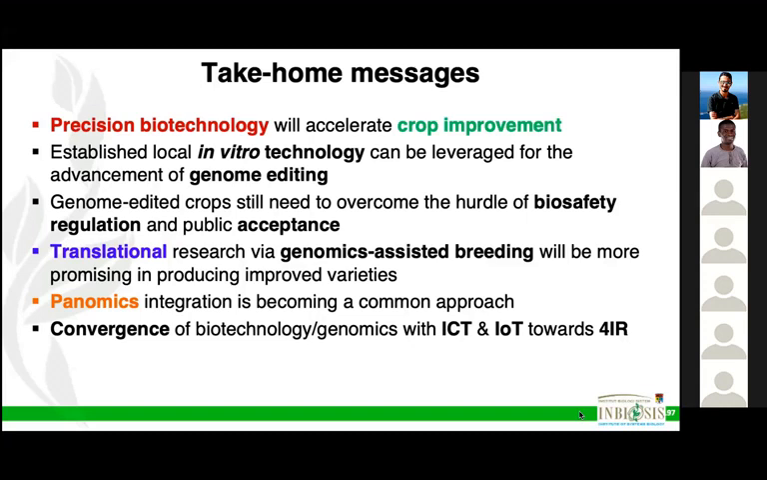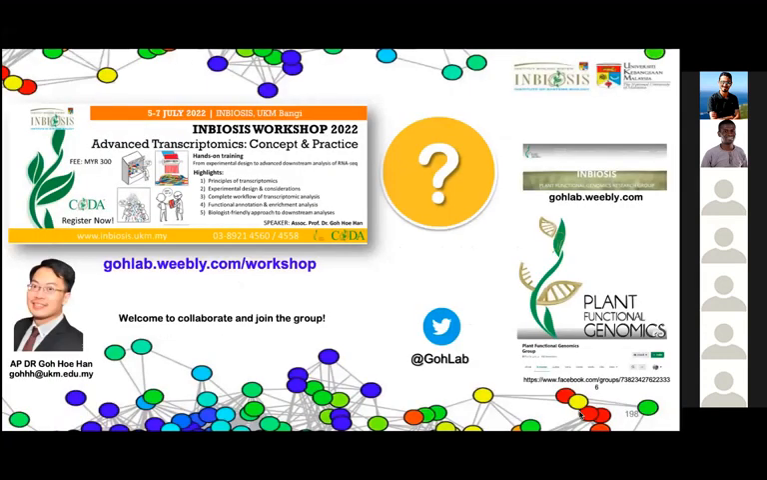And panomics integration is becoming a common approach. Convergence of biotechnology or genomics with ICT and IoT will realize the 4th industrial revolution. And with that, I thank everyone for attention.